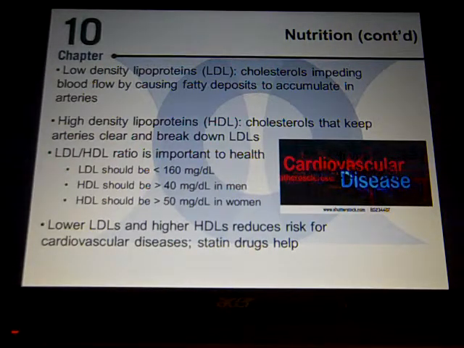Low density lipoproteins, LDLs, are cholesterols that impede blood flow by causing fatty deposits to accumulate in the arteries. High density lipoproteins, HDLs, are cholesterols that keep the arteries clear and break down the low density lipoproteins. Now, the LDL-HDL ratio is important to health. The LDL should be less than 160. The HDL should be greater than 40 in men and greater than 50 in women. So, lower LDLs and higher HDLs reduce the risk for cardiovascular disease.